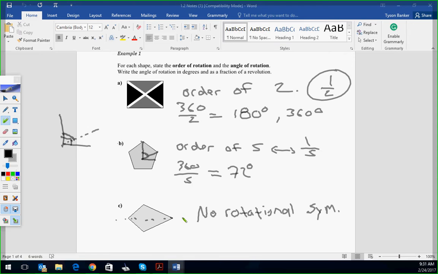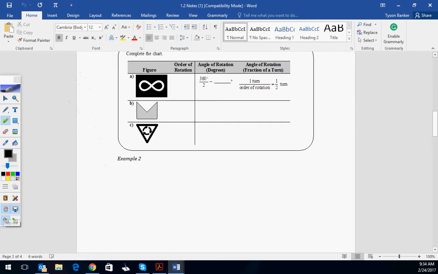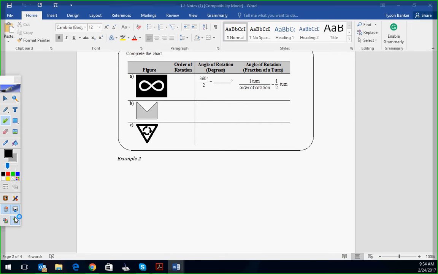All right. Okay, let's keep going here. All right, so here's this chart here real quick. So this one here is a rotation symmetry of 2 or 1/2. So 360 divided by 2 would be 180. One turn order of rotation is 2, 1 over 2. So this, your guys' order of rotation is 2.